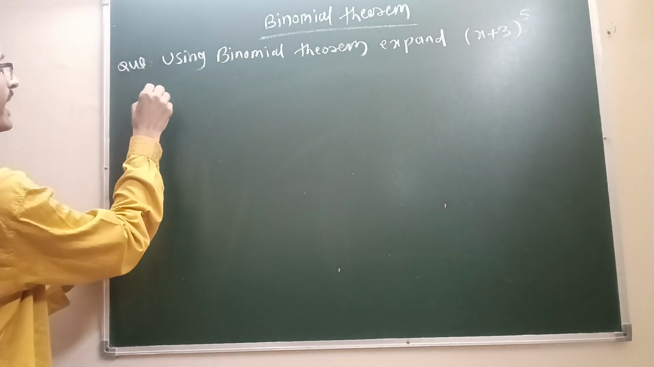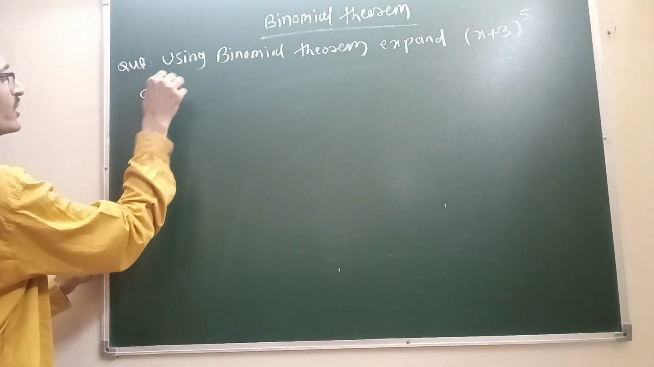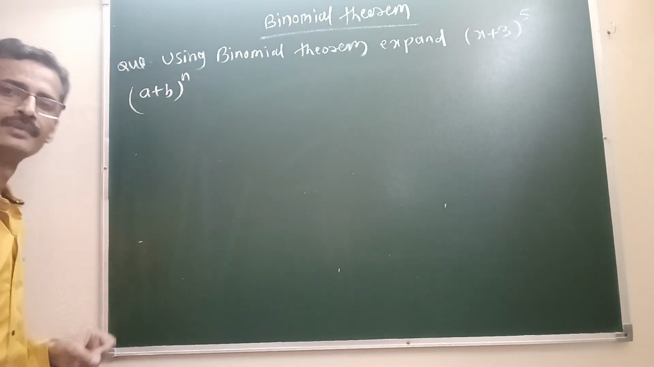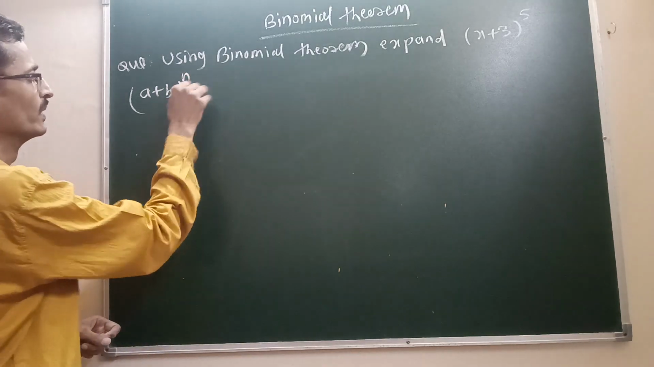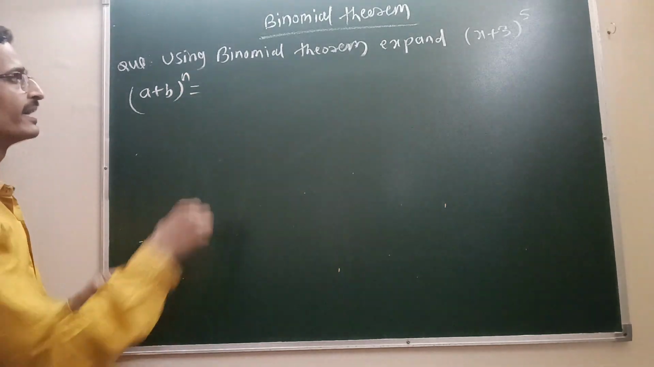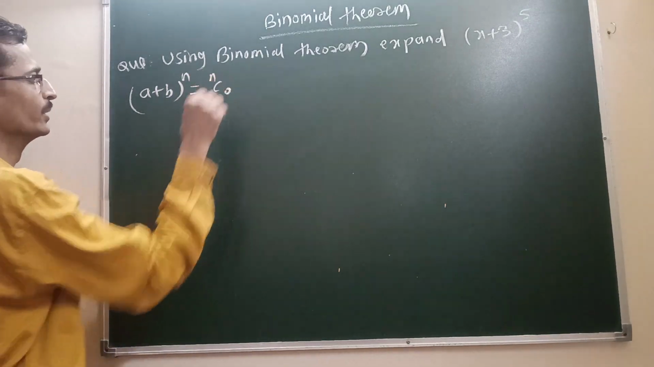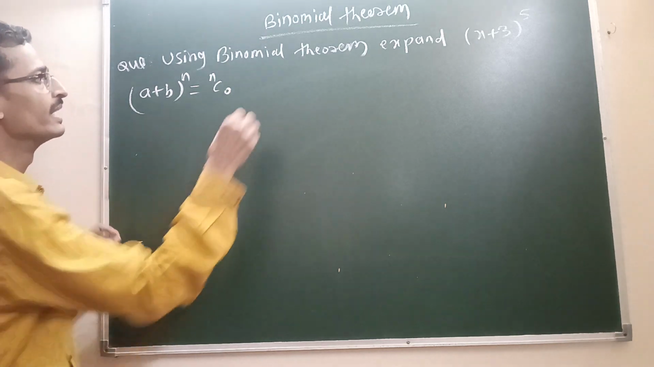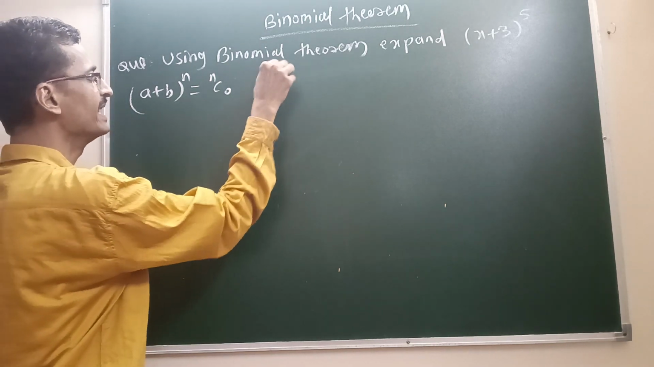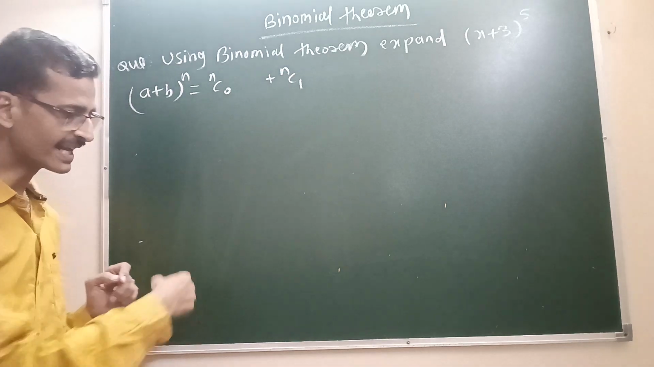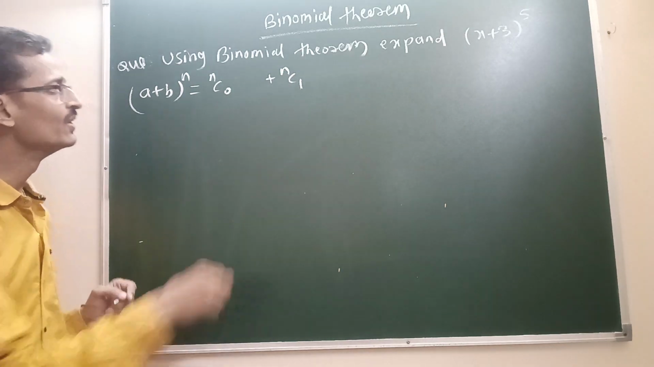Now (a + b)^n is equal to, what is the binomial theorem? First write nC0 in the first term. In the second term write nC1. These are the coefficients, the multiples.